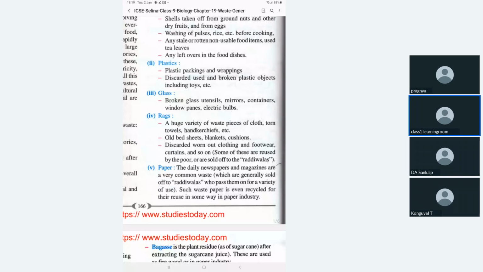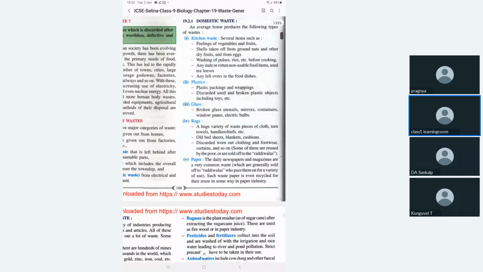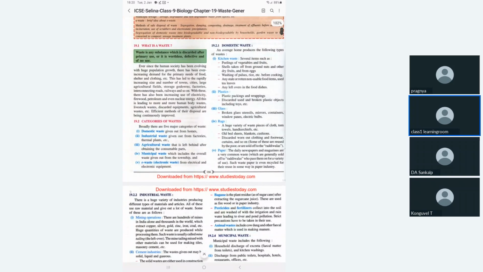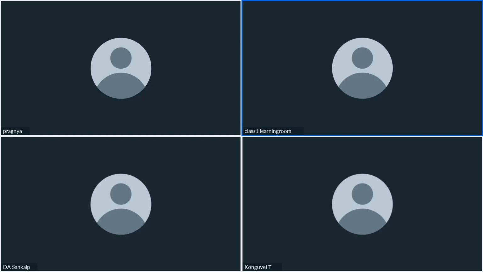Of course, glass, as you said, glass items, racks. Waste pieces of cloth, towel, handkerchief, old bedsheet, etc. And then paper. They are the basic domestic waste actually. And look at the industrial wastes. We saw there are different types of industry. Here they are talking about mining operations, cement industries, oil refineries, construction units.